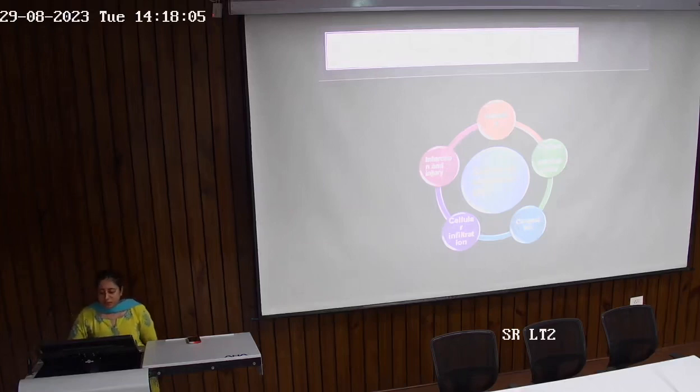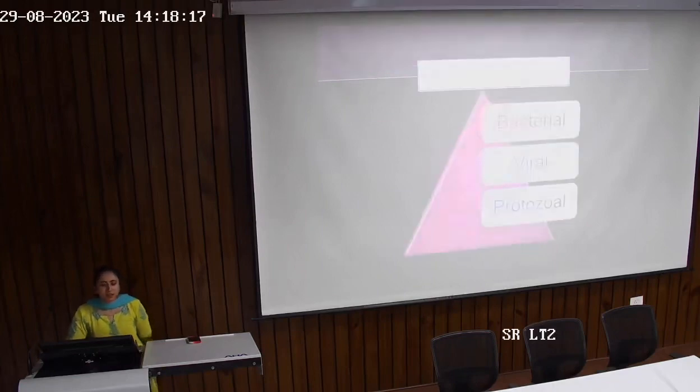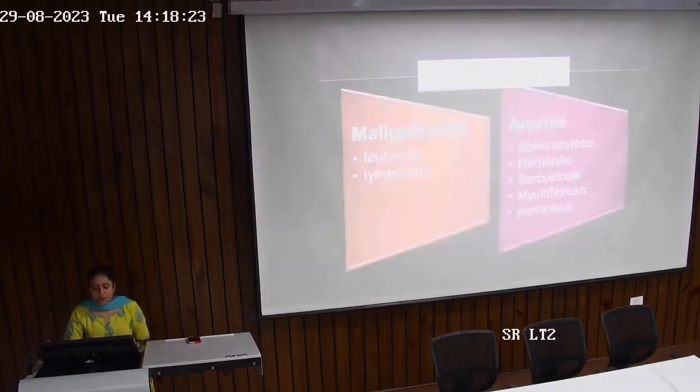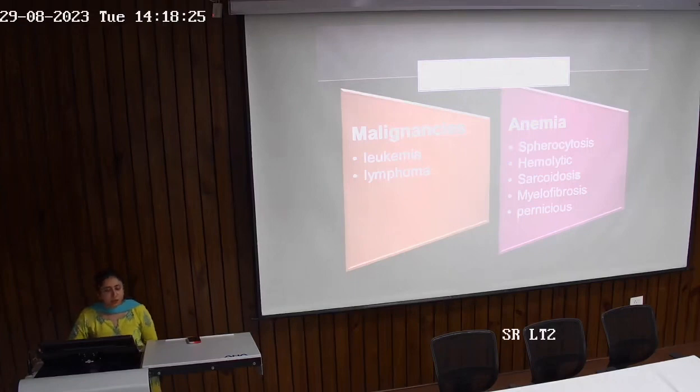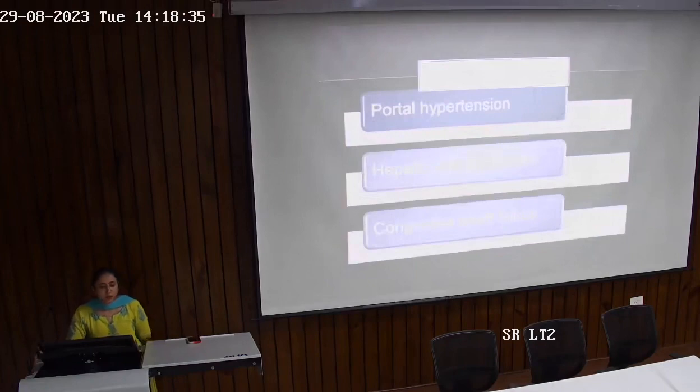Splenomegaly can be due to infectious causes, increased cellular proliferation, congestion, cellular infiltration, infarction, or any injury. Infection can be bacterial, viral, or protozoal. Cellular proliferation can be due to malignancies. Then anemias like spherocytosis, hemolytic anemia, pernicious anemia, or myelofibrosis. Congestion can be due to portal hypertension, hepatic vein obstruction, or congestive heart failure.